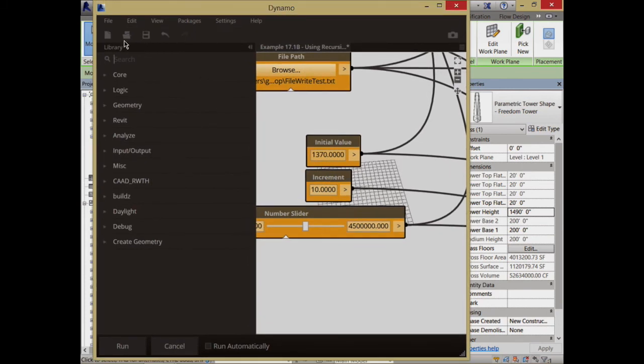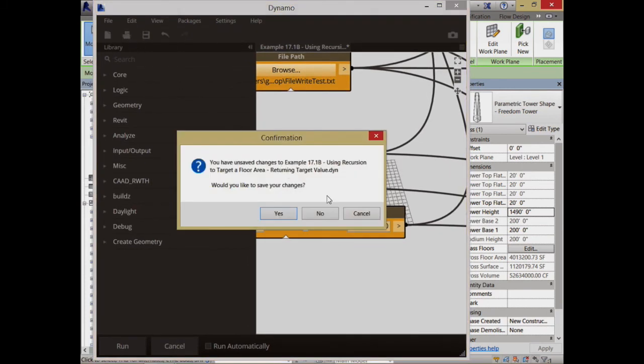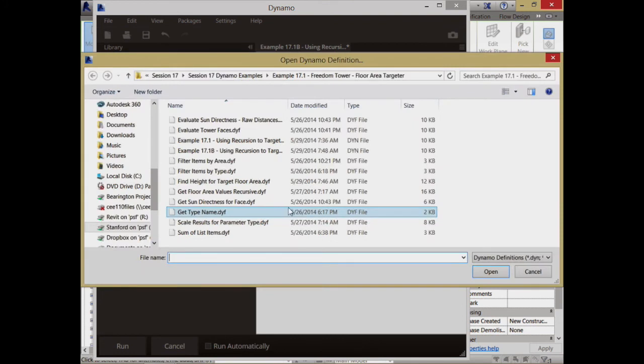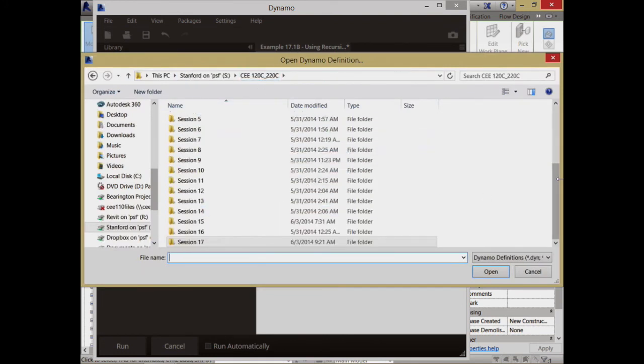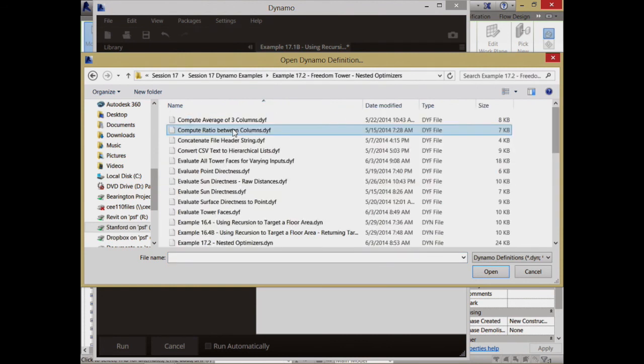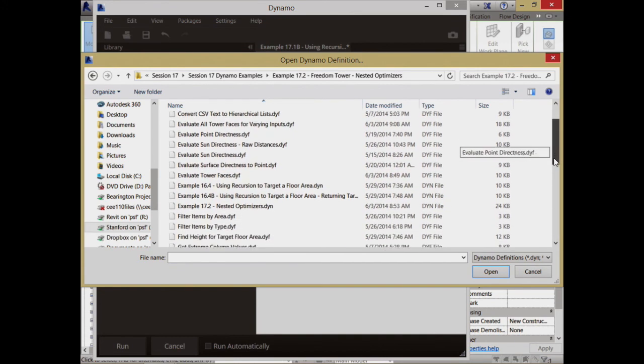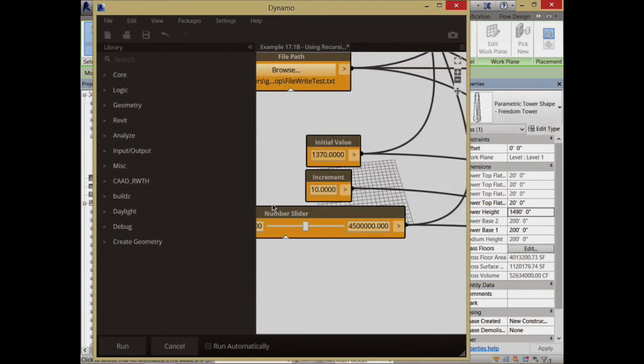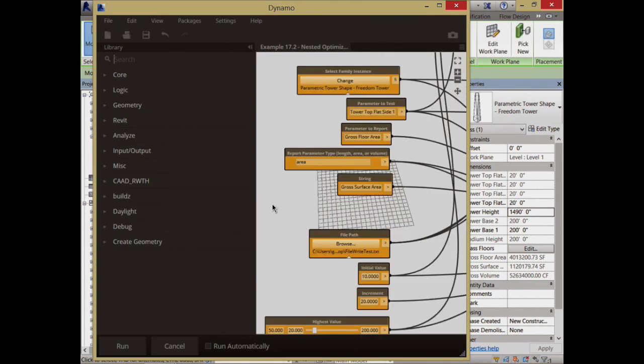And that is, if you can pop on over to 17.2. And in 17.2, which says nested optimizers, let's open that up. I'm not even going to worry about running it because I have no doubt some issues in my programming logic here, but let me explain the logic to it in terms of what's going on.